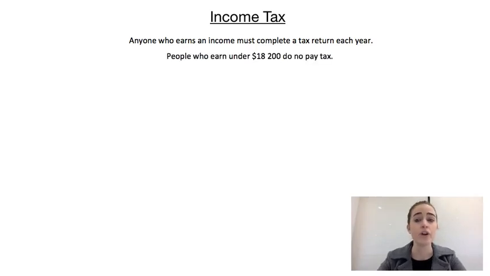So if you earn under $18,200 per year in a financial year, so that doesn't go from January to December, it's a financial year instead. If you earn under $18,200 in a financial year, you don't have to pay tax. You do still have to tell the government that you've earned that much money. You have to complete a tax return, but they won't charge you anything.